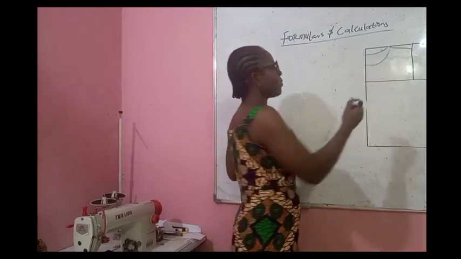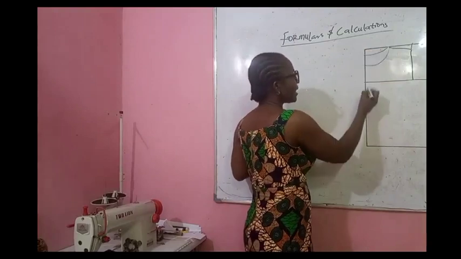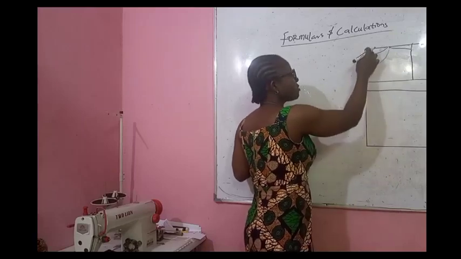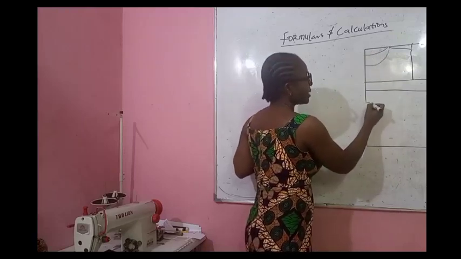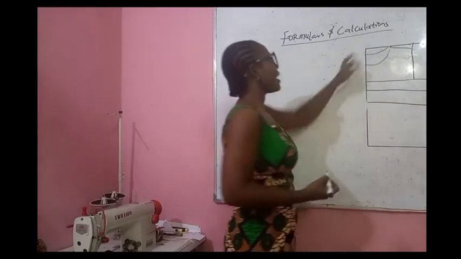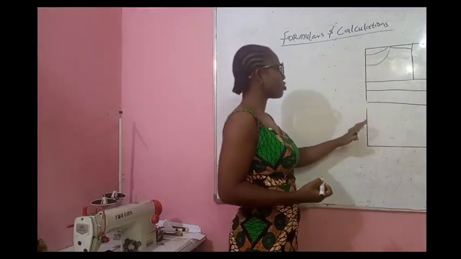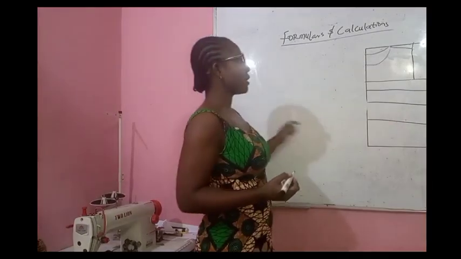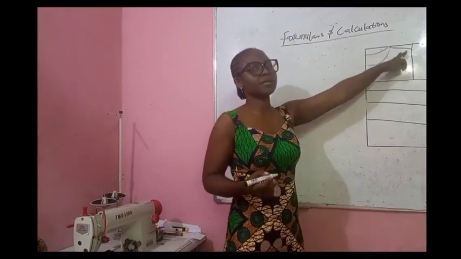For our bust point, we're going to measure from the shoulder line to where the bust point is going to be. For our underbust, we're going to measure to where the underbust is going to be. And for our waistline, we're going to measure to where our waistline is going to be. Okay, so we're not measuring from the shoulder slant.